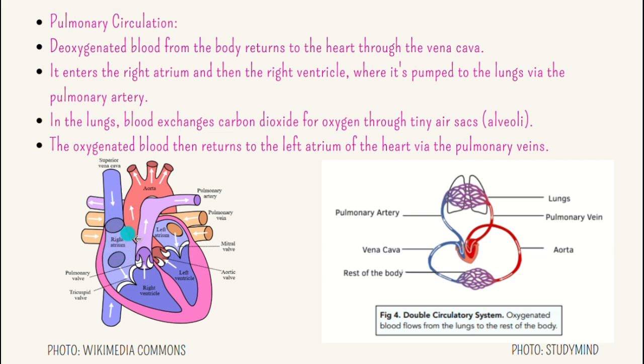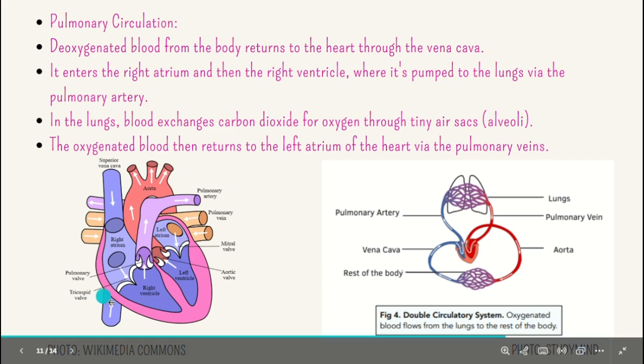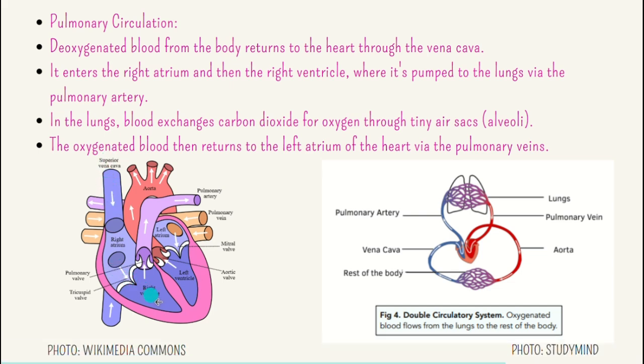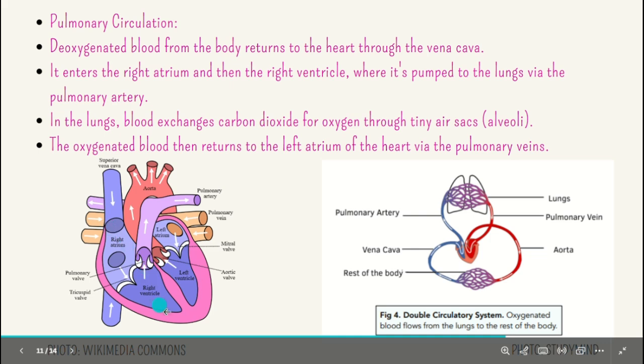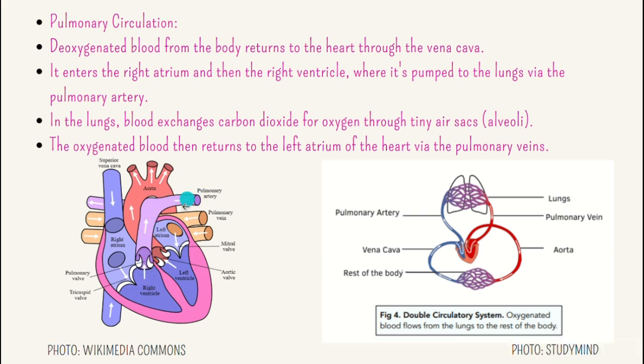It's going to the right atrium, then it's going to the right ventricle. So this tricuspid valve is just what prevents the backflow of blood. So it just prevents blood from going the wrong way. We don't want the blood going back out through the vena cava. We want it going in one direction, right? So it comes to the right ventricle, where it's pumped to the lungs via the pulmonary artery.